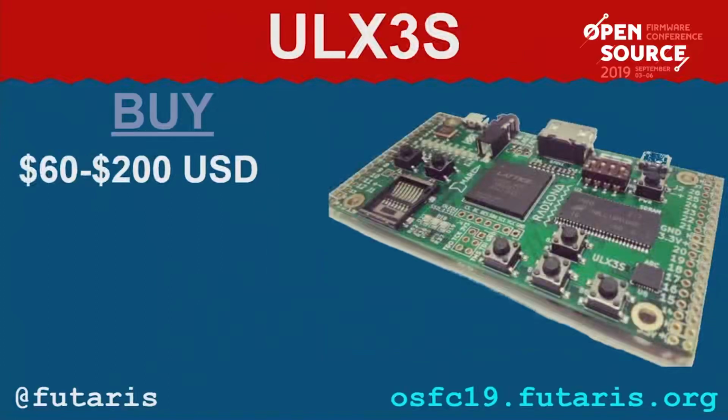And the ULX3S is designed by some guys in Poland. This is a Lattice ECP5. This is what they use to run SpySpy for the time of check, time of use attacks. Depending on how many gates you need, you can buy the cheaper version, I think about 25,000 gates for about $60, and an 85,000 gate version for about $200.